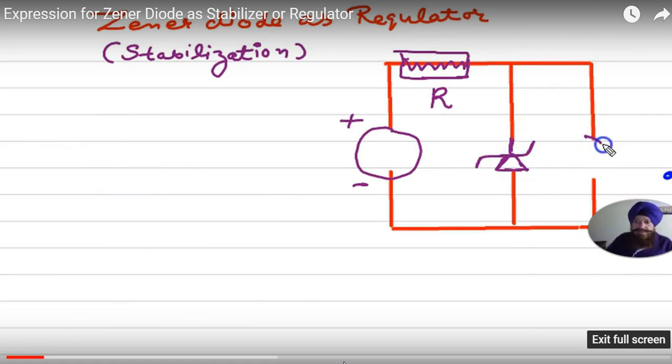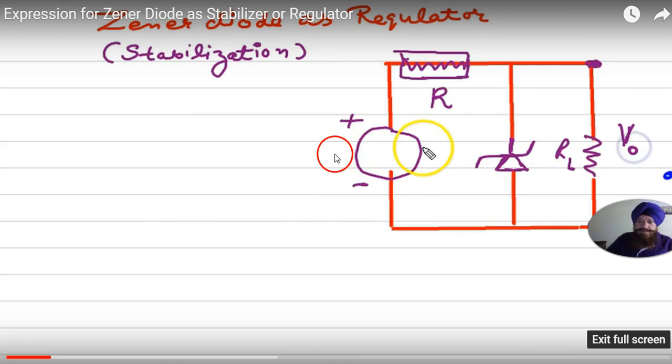Now here is a Zener diode, and this is a load resistance. Here is a supply, and the supply is given to the Zener with a series resistance R, and across the Zener there is RL, and there is an output voltage. Now from here, the current starts flowing, I.